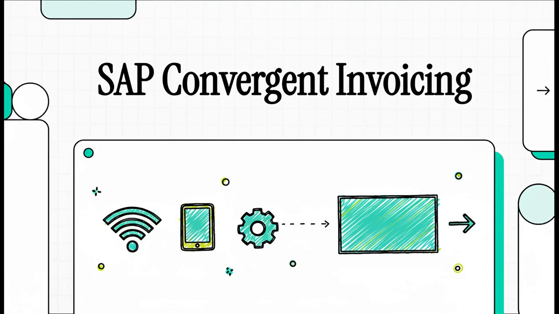Welcome to the Explainer. Today, we're going to break down a process that's absolutely critical for modern business, but often seems super complex: SAP Convergent Invoicing. We're going to follow one single transaction, step by step, from the moment it's created all the way to its final resting place in the financial records.